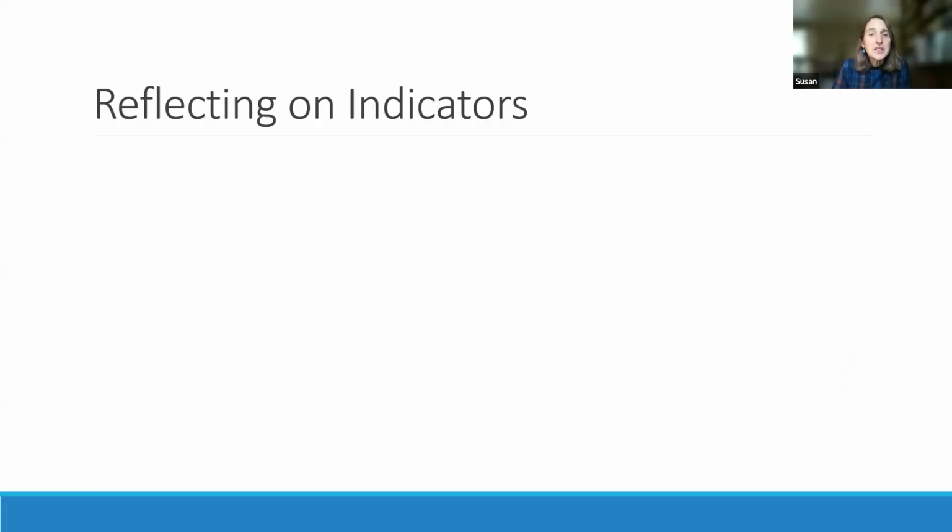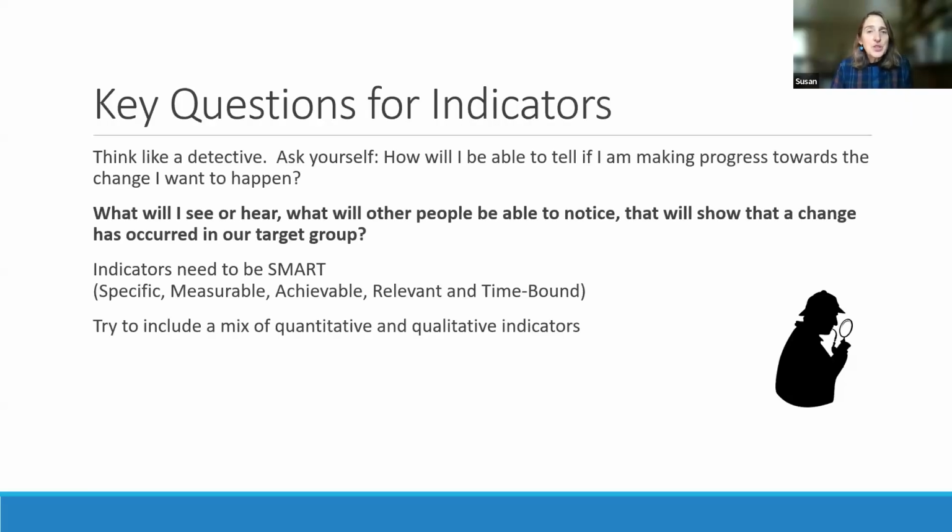And what you really have to do is be a detective. You've got to think, how will I be able to tell if I'm making progress towards the change I want to have? What will I see or hear? What will other people notice that will show that change has occurred? So it is being a detective. It's saying, what's different? How is the youth work scene a little bit different because of my program? What's happening? Do I see more people taking on this, that, and the other? So that's how you start.